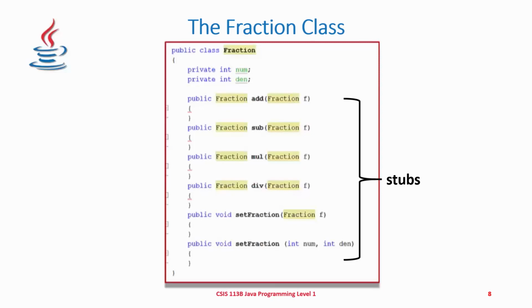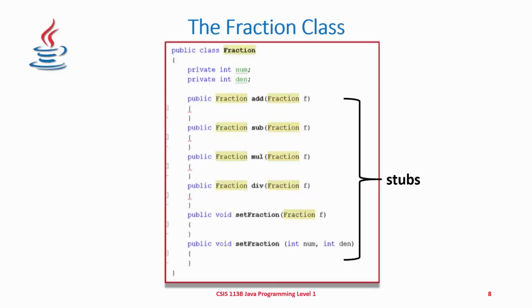Then we have the data section. We have our 2 integer types that we've defined there as num and den, so numerator and denominator. And then you can see that we're going to create several different methods, as I mentioned to you before: the add, the subtract, multiply, divide, and then the set fraction methods.